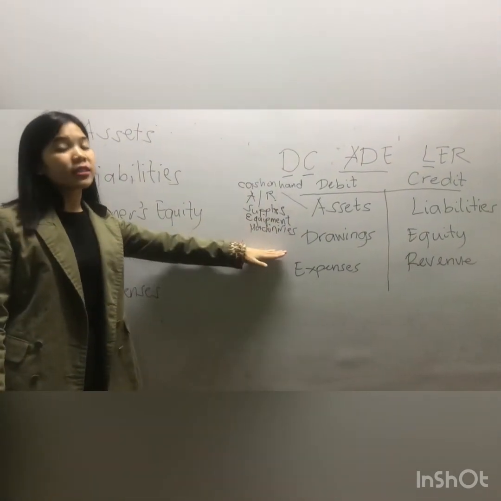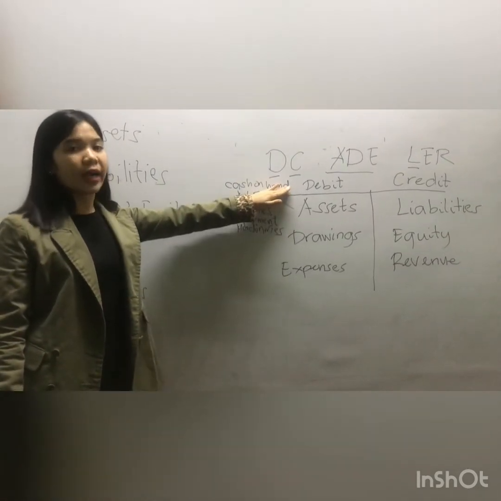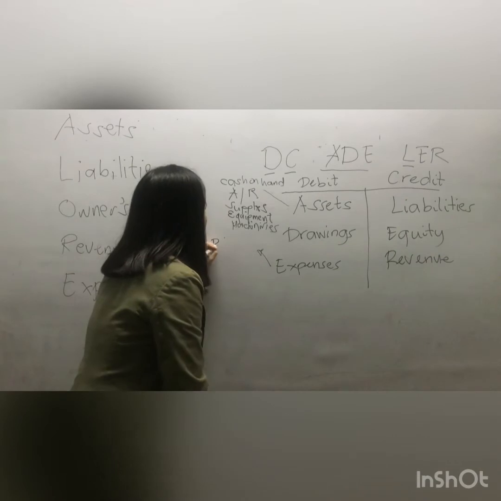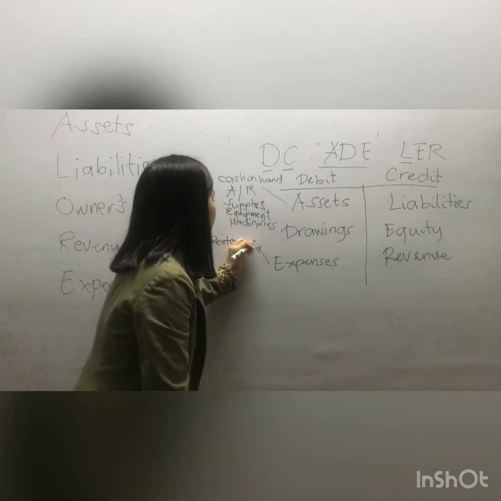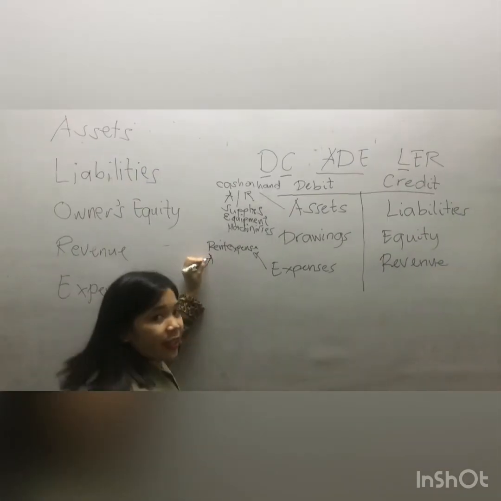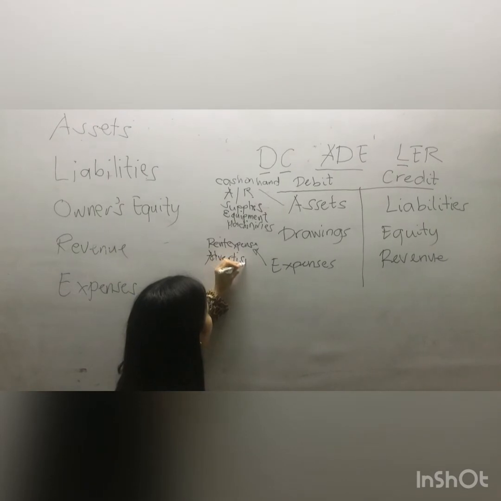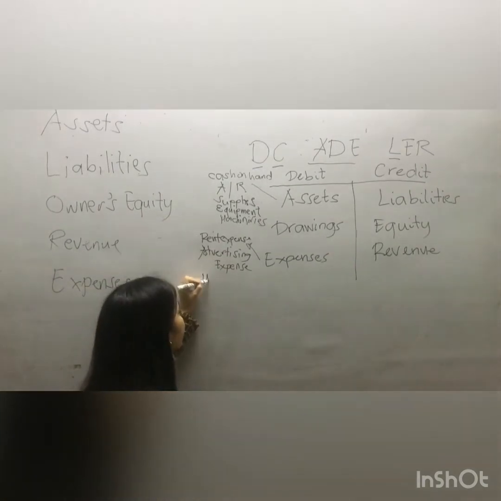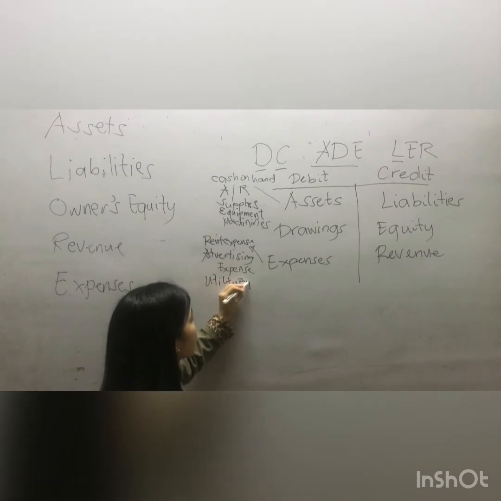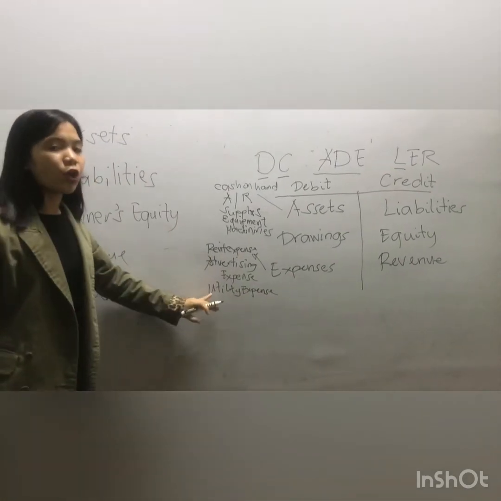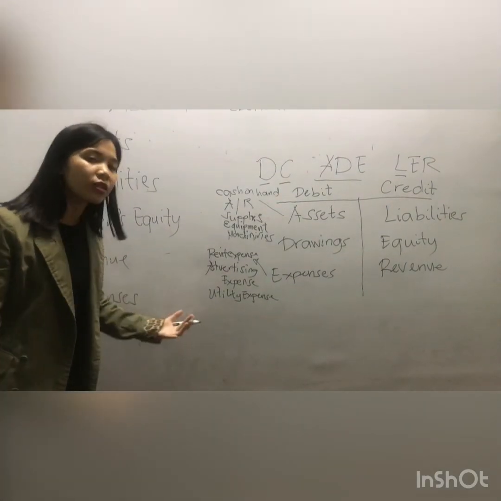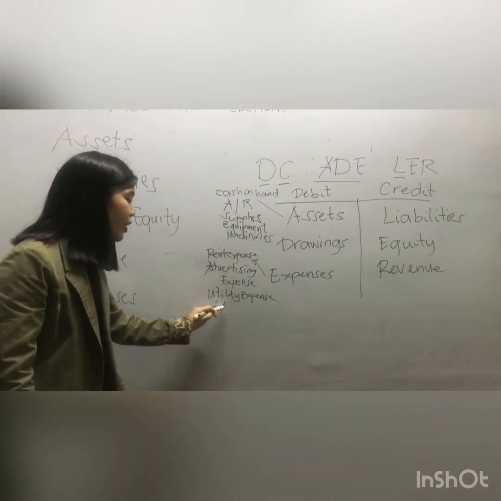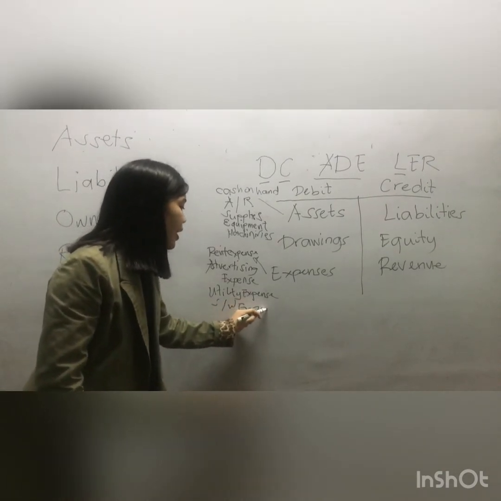Next one is for drawings, that is for the owner. So your drawings will be on your debit side. Okay, let's now move to the expenses. Expense examples are your rent expense. We have also advertising expense. We have also utilities expense. Utility expense involves your water and your electricity. The billing for your water and the billing for your electricity belong to the utility expense. We have also salaries and wages expense. That is for the debit side.